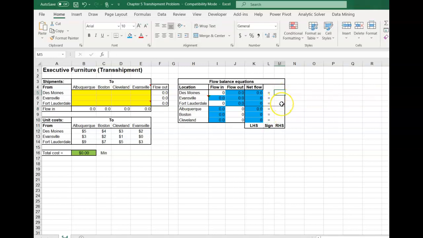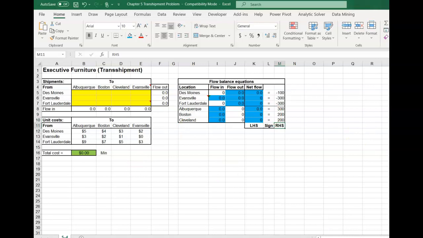For the pure supply nodes, Des Moines and Fort Lauderdale, its right-hand side value would be negative, which would include the capacity at each of these. So negative 100 for Des Moines and negative 300 for Fort Lauderdale. Since Evansville is serving as a supply node as well as a transshipment node, the net flow for a transshipment node is equal to 0. So we're going to add the right-hand side value of negative 300, which is the capacity at Evansville as a supply node. And then finally, we're going to add the demand requirements for each of the demand nodes.